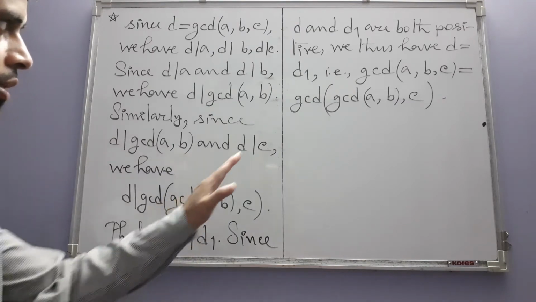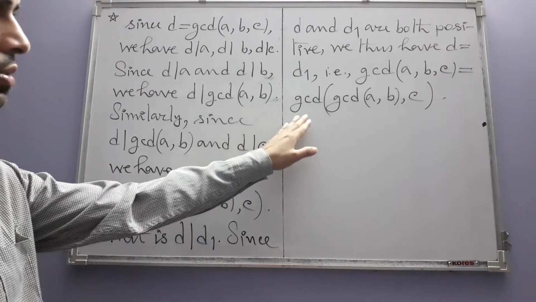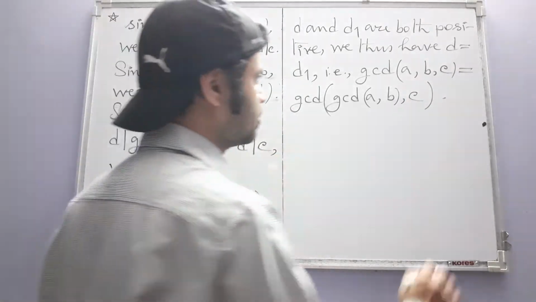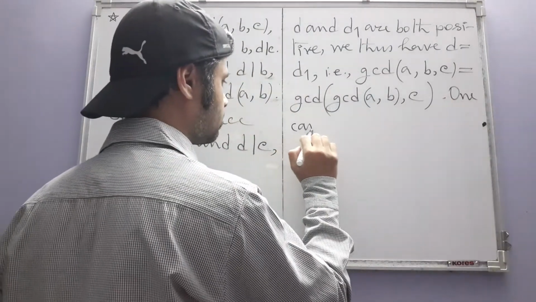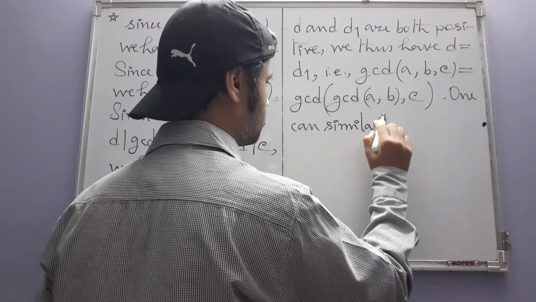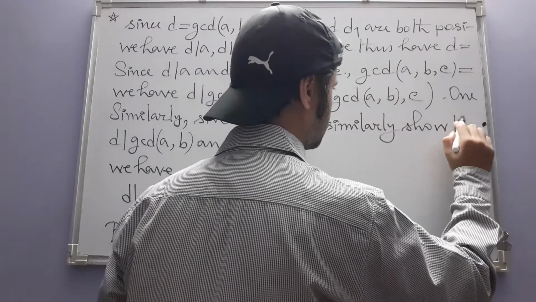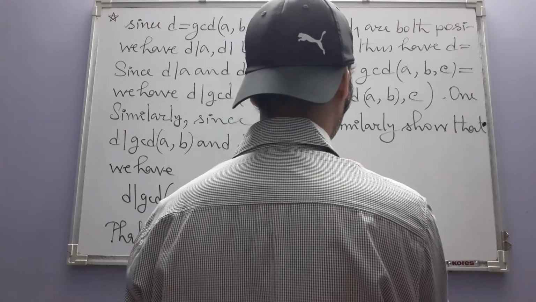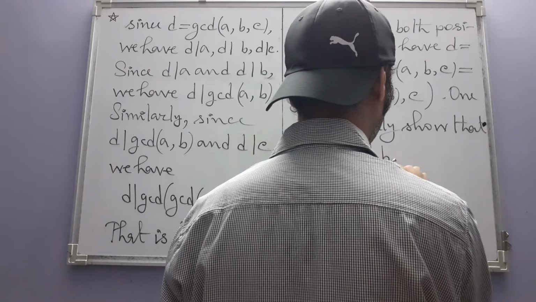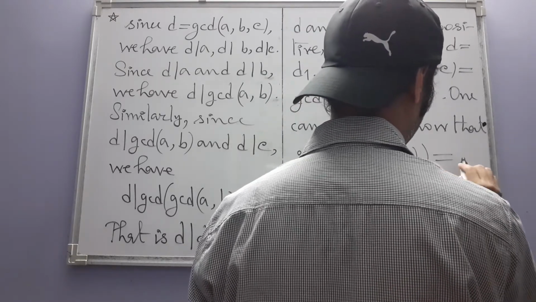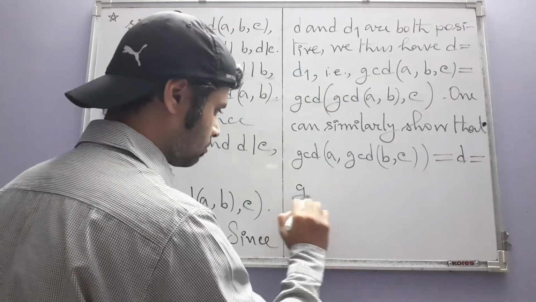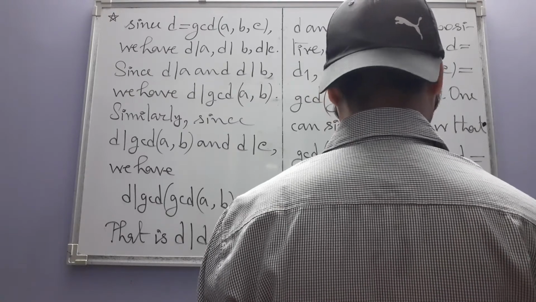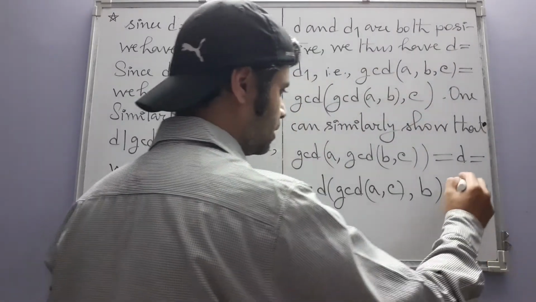Okay, so we have shown that one of those three things is equal to D. Similarly, now you understand how to show that the others are also equal to D. One can similarly show that... so here the solution ends.